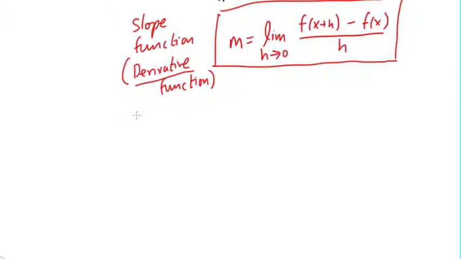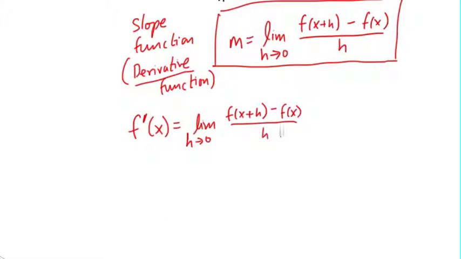And also we're going to introduce a new notation. We're going to call the derivative function f prime, this little mark over here. So f prime of x is really, instead of calling it m, we're going to call it f prime, the limit as h goes to 0 of f of x plus h minus f of x over h.